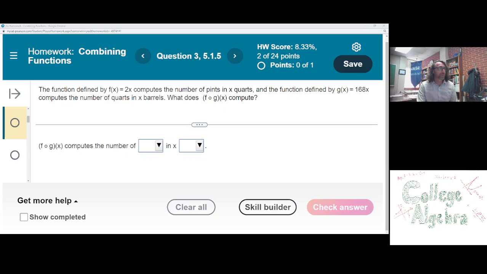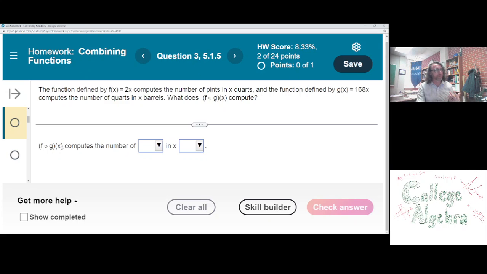This function f computes the number of pints in x quarts, right? So the input is quarts, and the output is pints. X takes quarts, gives you pints. And the function g computes the number of quarts in x barrels. So x represents the number of barrels. So for g, you take the number of barrels, put that into the function, and it gives you the number of quarts. And it's asking f of g of x, what does that compute?